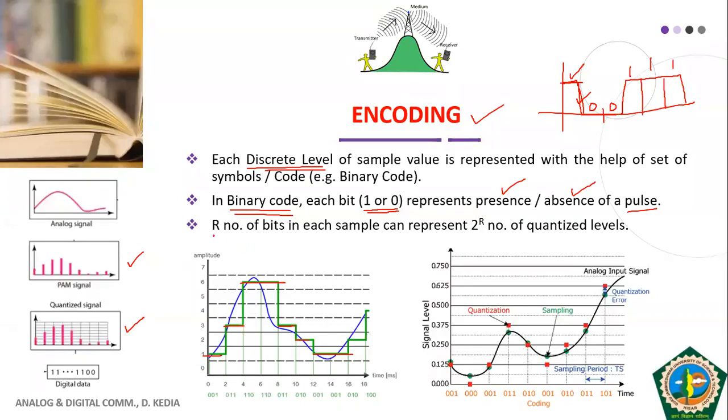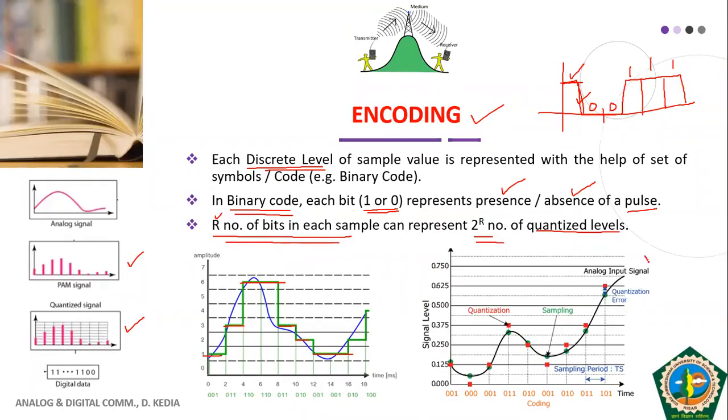Okay, so if we have r number of bits in each sample, then obviously we will have 2 raised to power r number of quantization levels possible. So if we have 8 levels, then each sample will be represented by 3 bits or a 3-digit binary code. This is known as encoding in case of PCM.